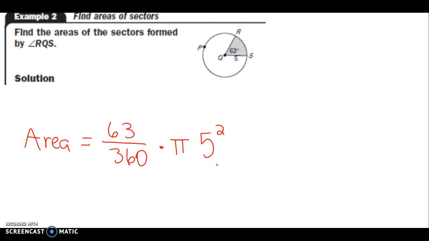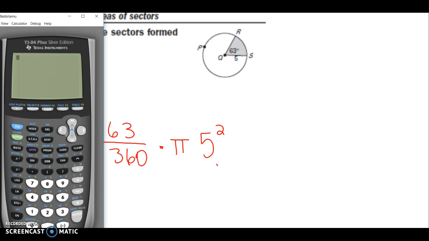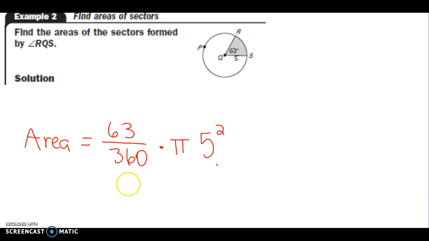There we go. And we can even just type it in our calculator, just like this. How do you put in a fraction? Alpha, Alpha y equals. 63 divided by 360, arrow over to get outside of the fraction, times pi times 5 squared. Which is about 13.75 units squared.